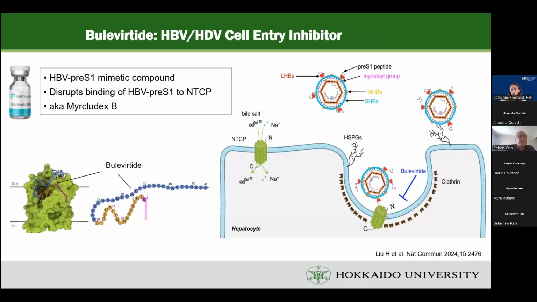Here's a picture of what bulevirtide does. It's a pre-S1 mimetic, which is the surface antigen, one of the different types of proteins involved in the surface antigen, and it stops the binding. It says disrupts binding to that bile acid transporter. Some very fancy diagrams here, amazing research from our German team that helped develop this. It used to be called Myrcludex, but they changed the name. Myrcludex is still used in Russia and in some other places in the world, but it's the same drug, and we're hoping to have this in the US in the next year.